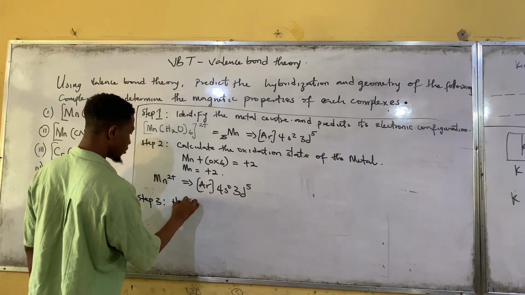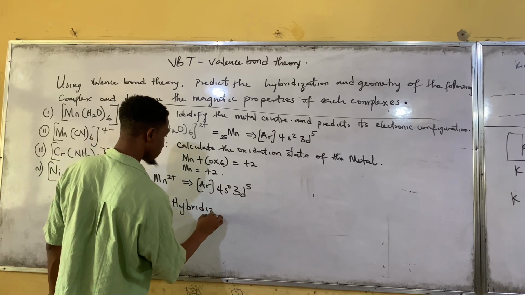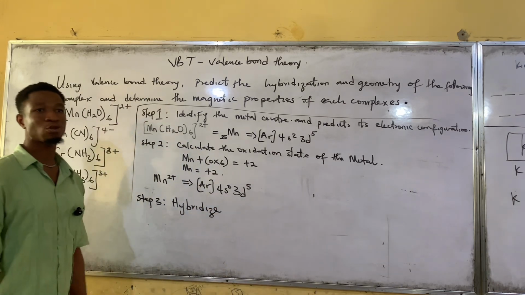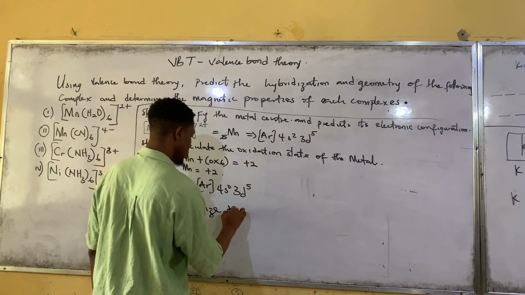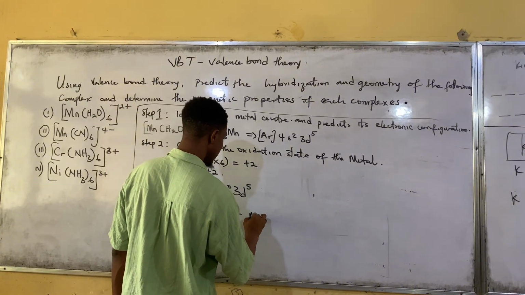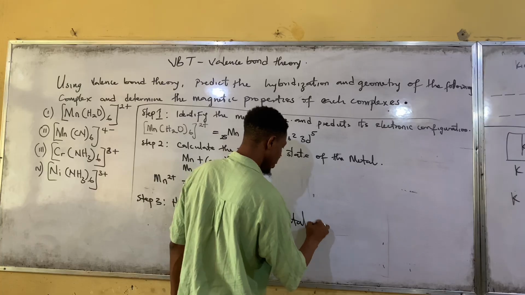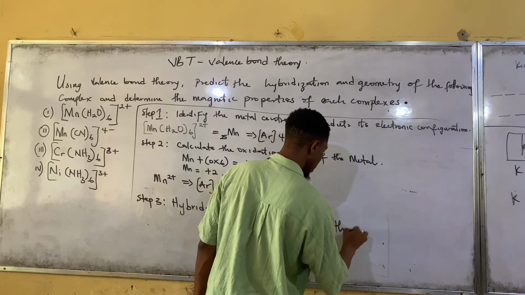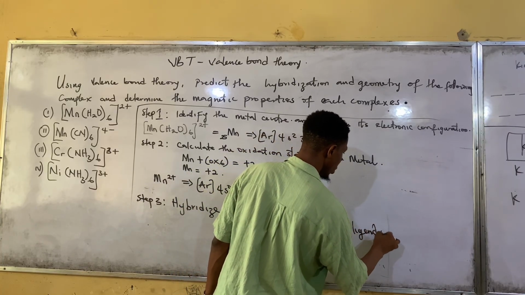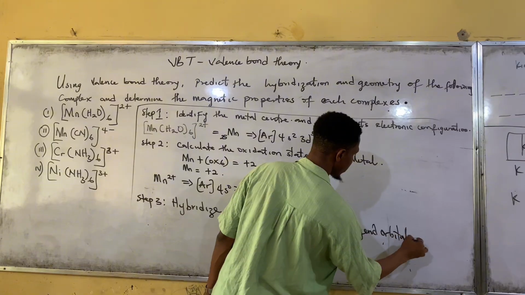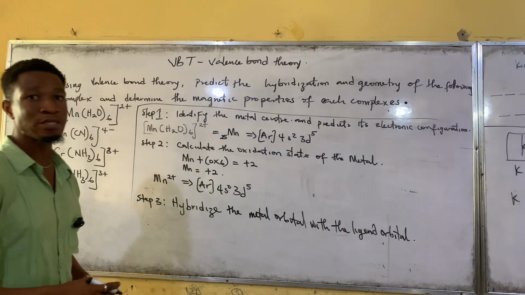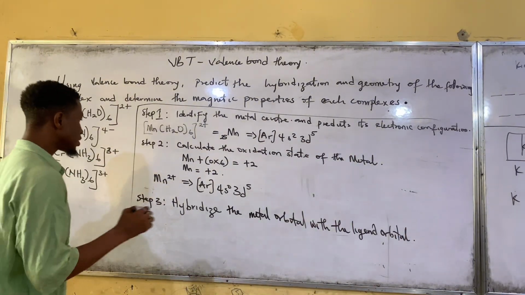Next thing you'd want to do, which is step 3, is hybridize. You have to hybridize the metal orbital with the ligand orbital. So this is how we do that.